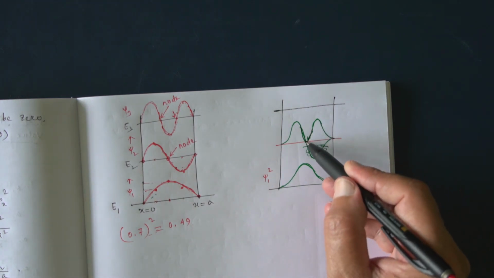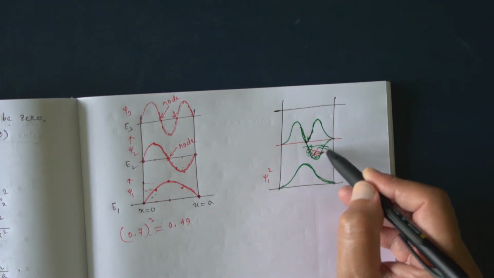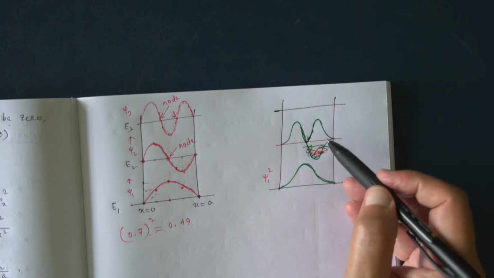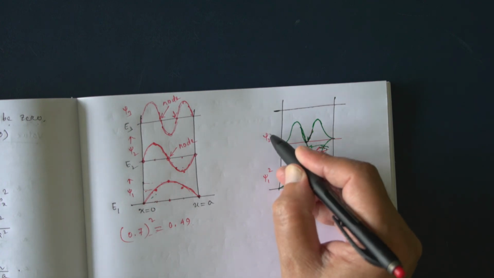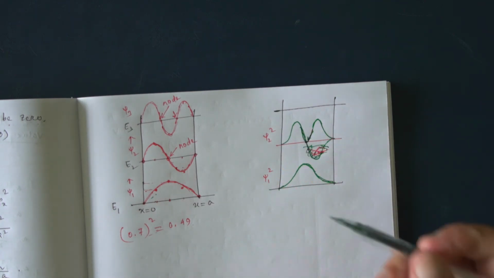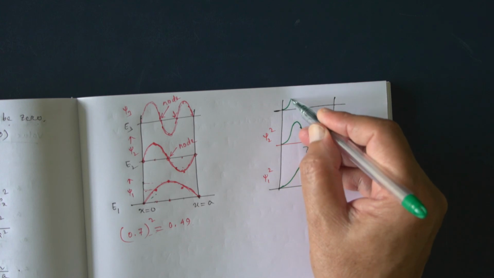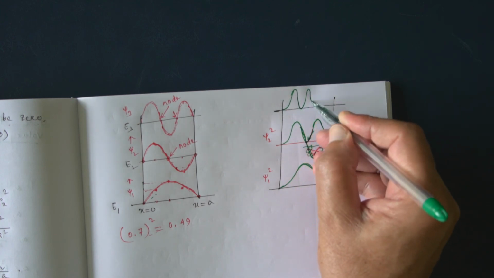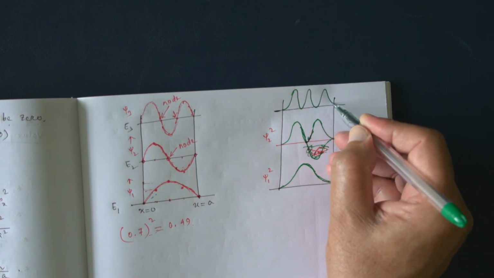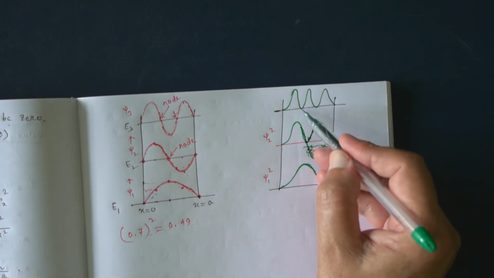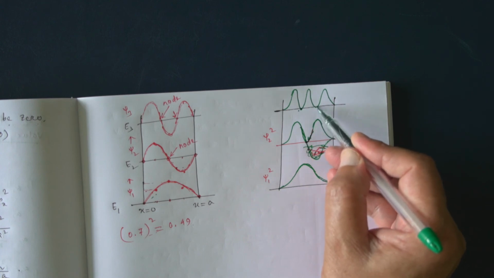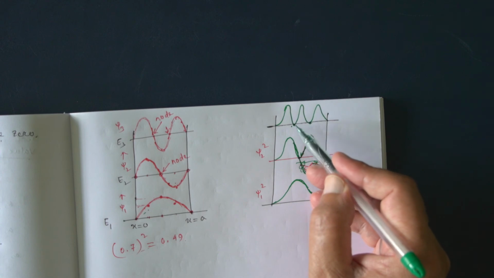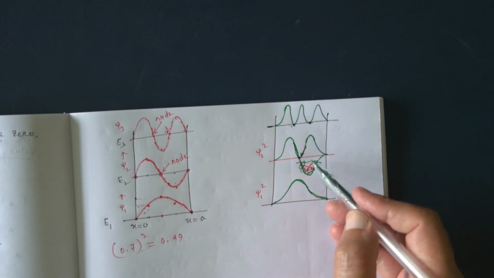Not this, go up. So this is the plot of psi 2 square. Again here, if we plot the square, it will be like this. So these are the two nodes. Once again, node means where the probability of finding the particle is 0.